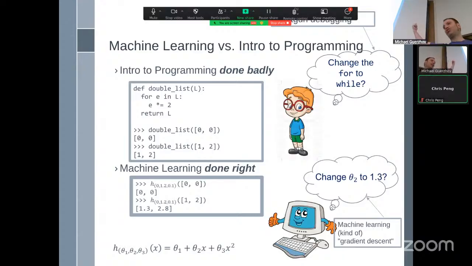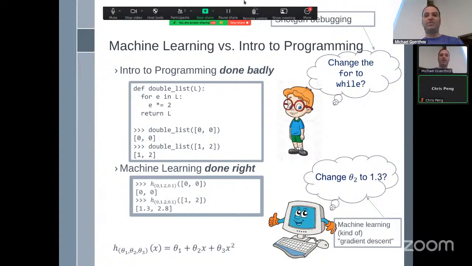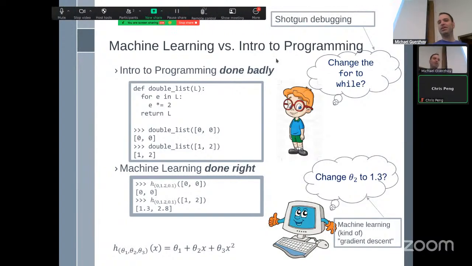So not so much with adjusting code. Adjusting code little by little doesn't work that well with machine learning either, although there have been advances on that. All right.